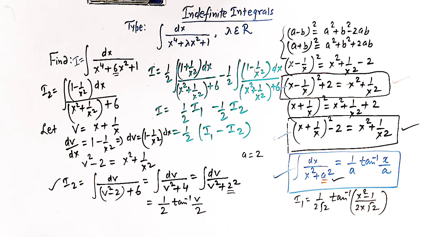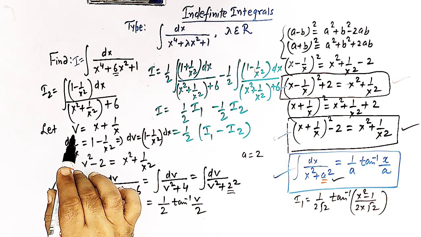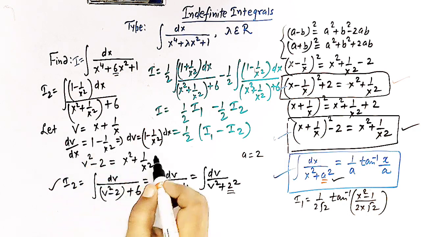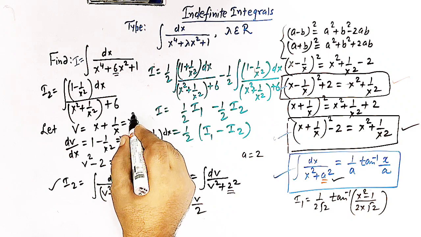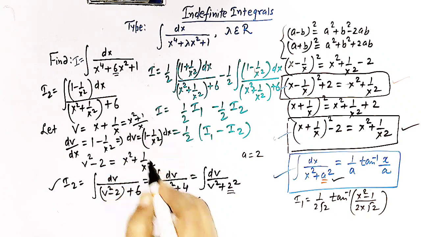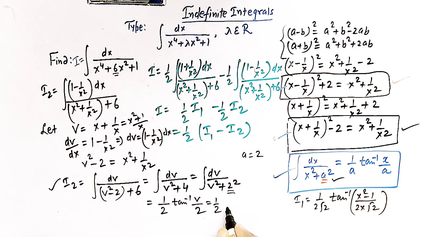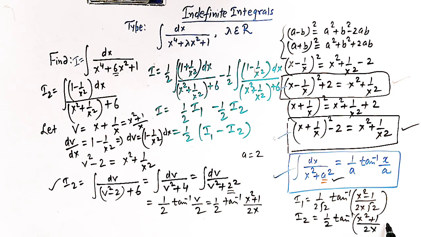v over 2, right? Now let us replace v by x plus 1 over x, that is simply x square plus 1 over x. So here we have half, and tan inverse x square plus 1 over 2x, right? So the value of the integral I2 is half tan inverse x square plus 1 over 2x, right?